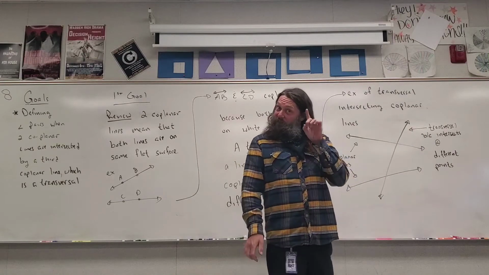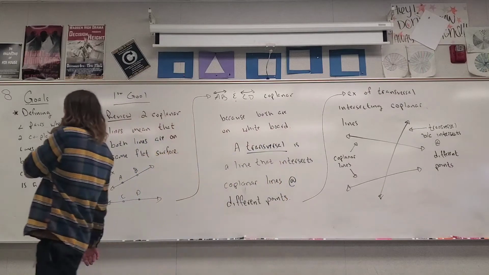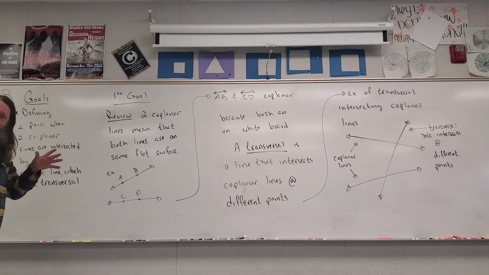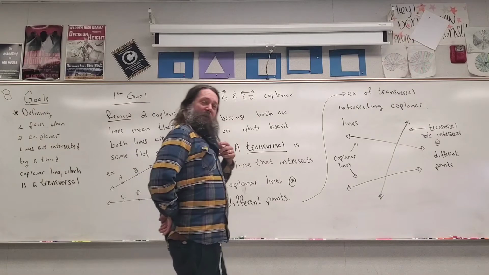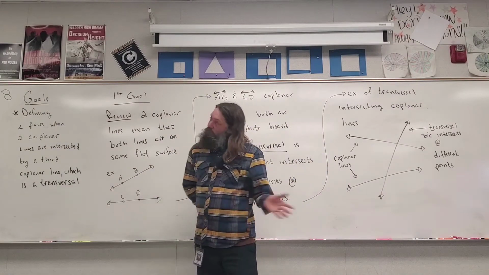But what I do know is that this is part 1 of the lesson, and we have one goal for this part. And it's going to be defining angle pairs when two coplanar lines are intersected by a third coplanar line, which is a transversal. So we're going to just review some things and then get into what type of angles are created when two coplanar lines are intersected by a third coplanar line.